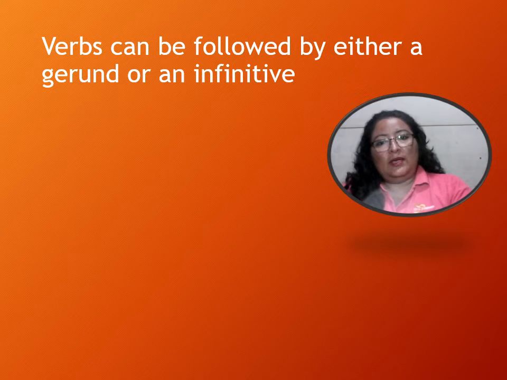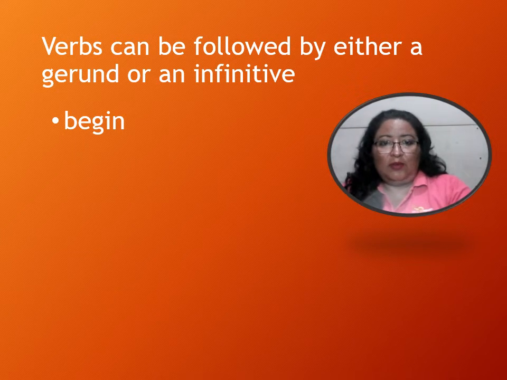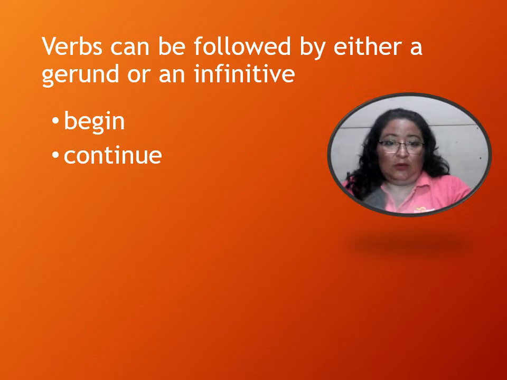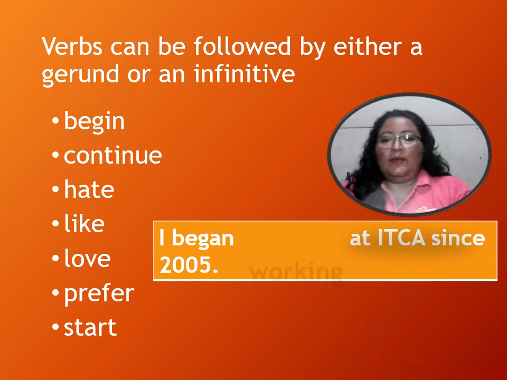Verbs can be followed by either a gerund or an infinitive. Ya antes vimos que hay ciertos verbos que pueden ser utilizados solo con gerundios y otros solo con infinitivos. Esta lista de verbos que vamos a ver en este momento pueden ir seguidos ya sea de gerundio o de infinitivo. The first of them is begin, continue, hate, like, love, prefer, start.